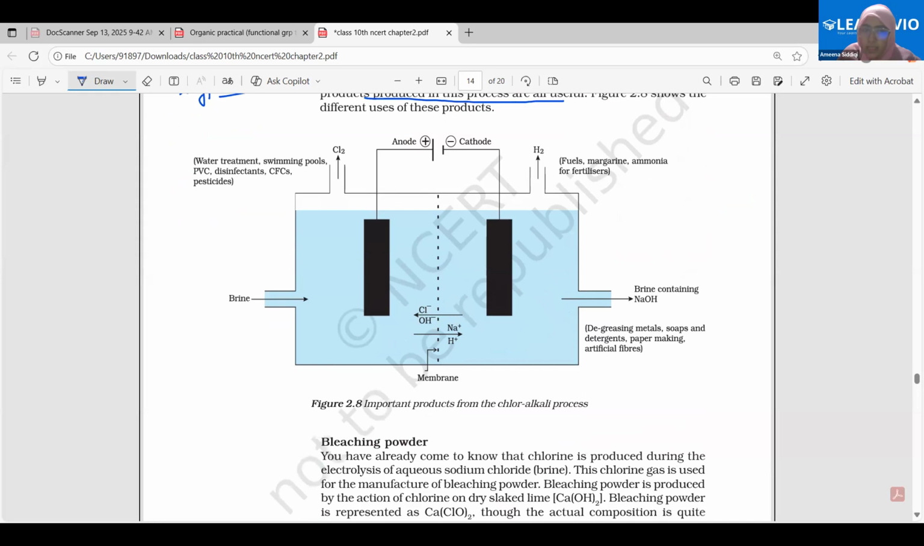This is the setup. The chlorine gas, why is it useful? It is used in water treatment, swimming pools, PVCs, disinfectants, CFCs, pesticides. What are CFCs? Chlorofluorocarbons. Write the full form. They are very commonly used in refrigerators and ACs. Chlorofluorocarbons are the major cause of ozone depletion.